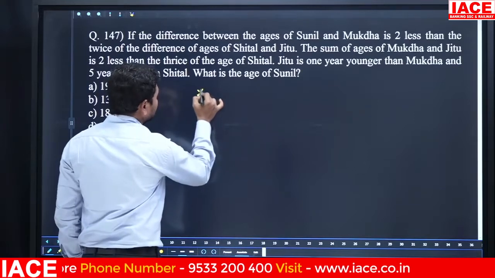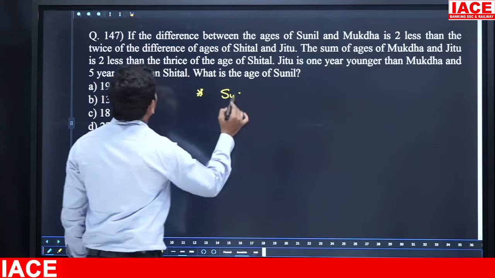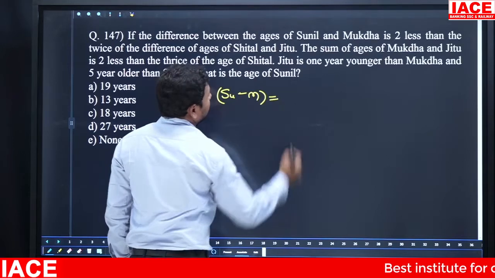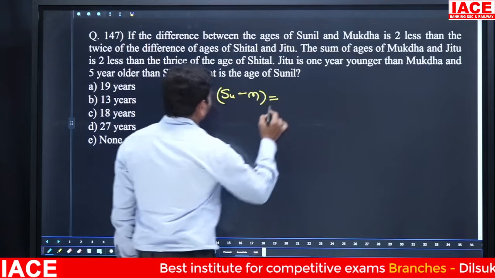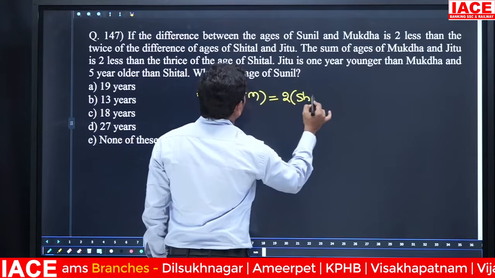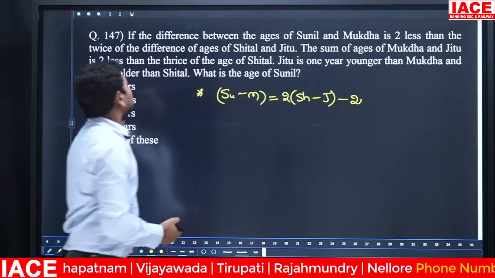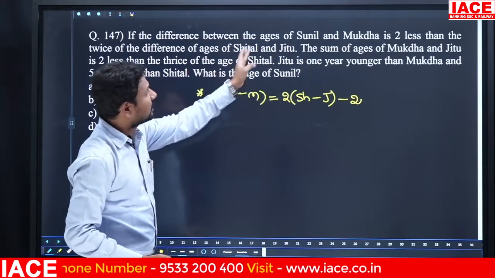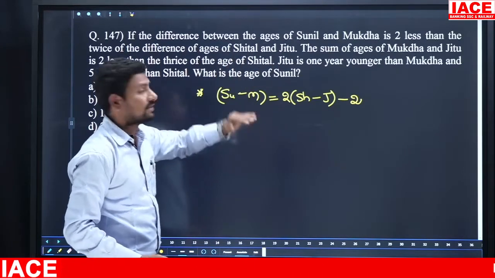Next, if the difference between the ages of Sunil and Mugdha is 2 less than twice the difference of the ages of Sheetal and Jitu, we have to create equations here. The difference between Sunil and Mugdha is 2 less than twice the difference of the ages of Sheetal and Jitu. This is the first equation.